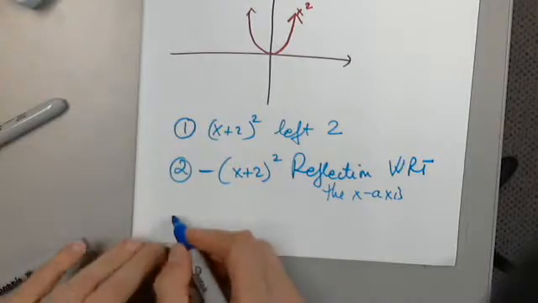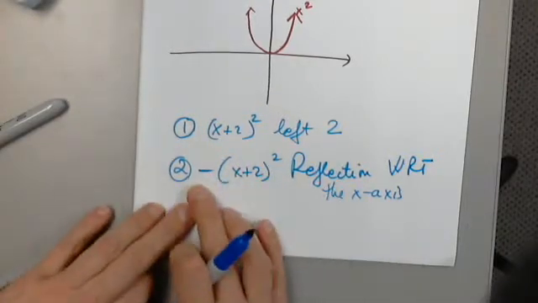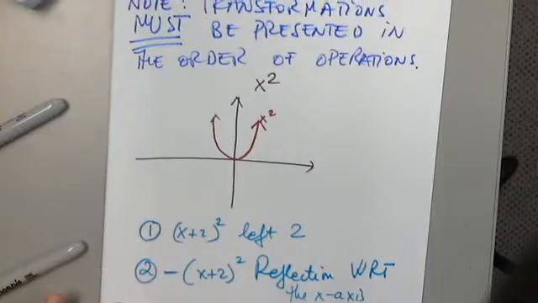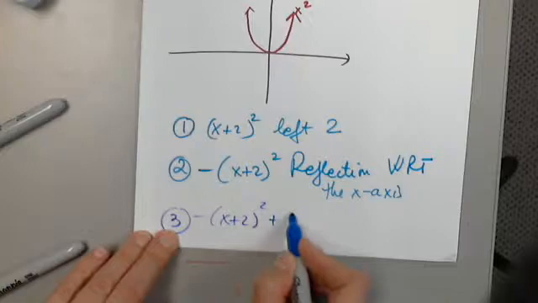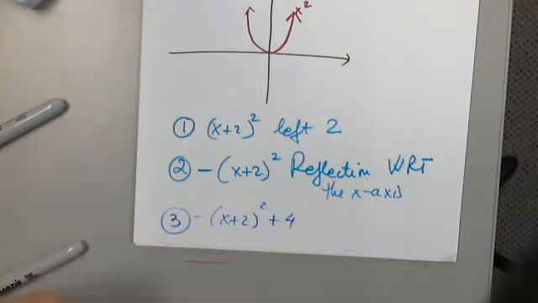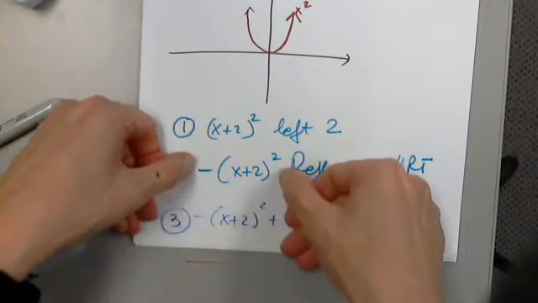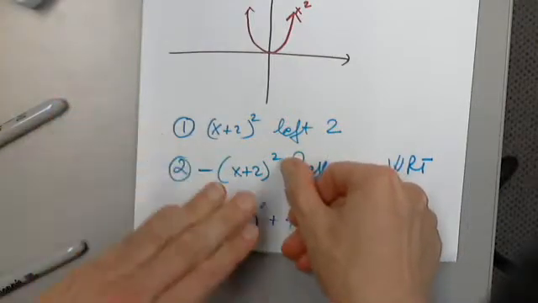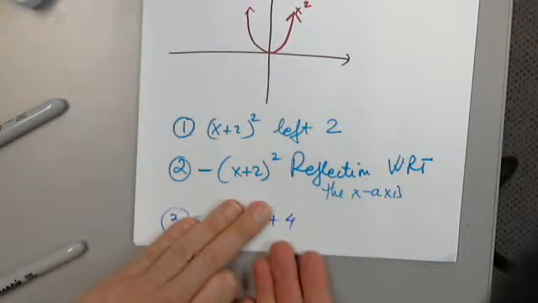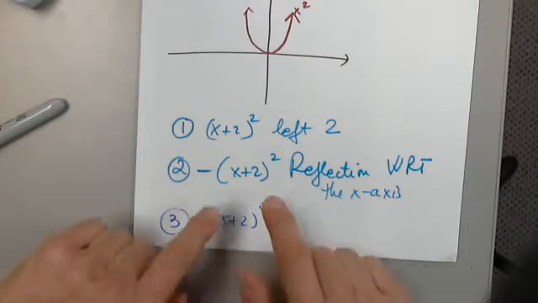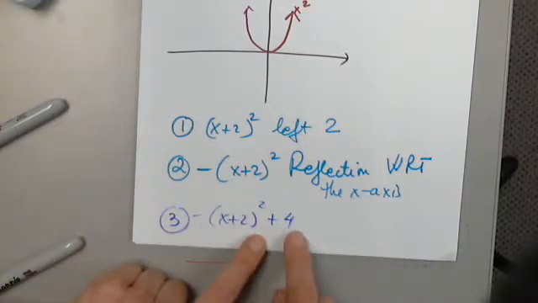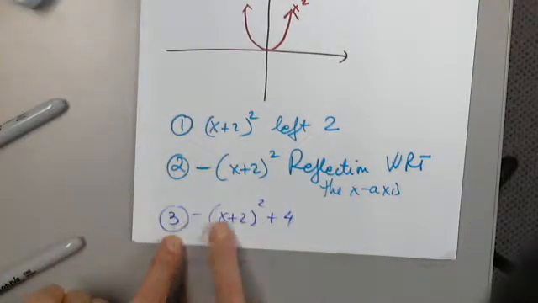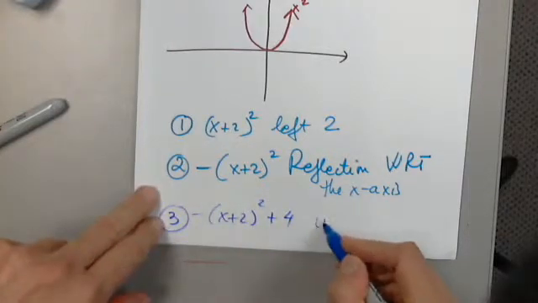And finally, number 3 is a transformation on number 2. So in order to get the whole thing, I would write negative x plus 2 squared plus 4. Again, I'm asking myself, am I changing x? No, I'm not changing x. I'm changing y. Where does this graph go versus this one? It's plus 4. So this is y, and this is y plus 4. Where does it go? Very good. Indeed.